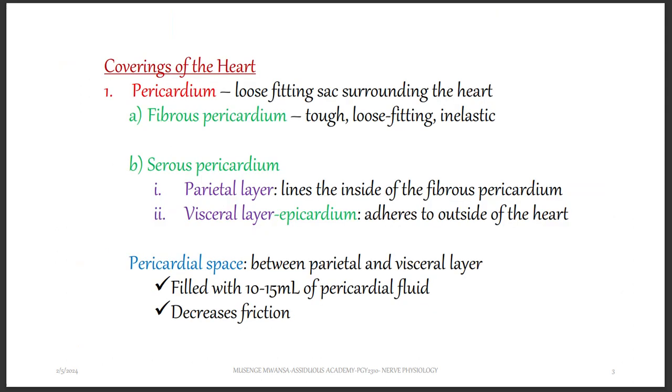And then the coverings of the heart. The heart is going to have first a pericardium. Now the pericardium is going to be divided into fibrous pericardium and serous pericardium. The one which is fibrous is the outermost layer, and then the serous is the inner layer. Now the serous pericardium can either be parietal or visceral, meaning that there is that part that is connected to the heart itself, and then the other part is not connected to the heart.